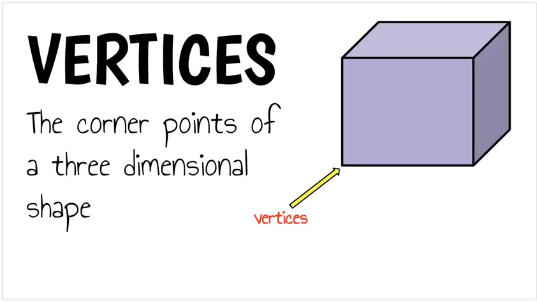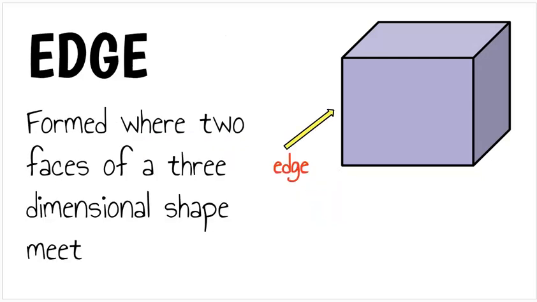Next, we have vertices. The corner points of a 3-dimensional shape are the vertices. So all these little places are vertices, the corner points of a 3-dimensional shape.